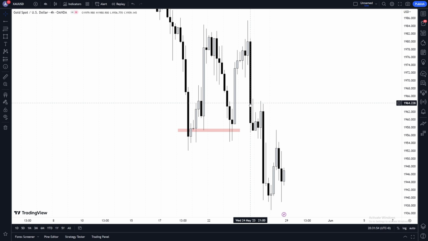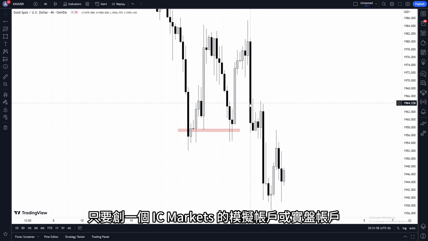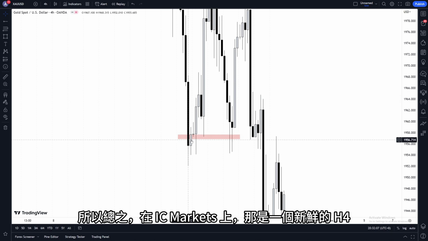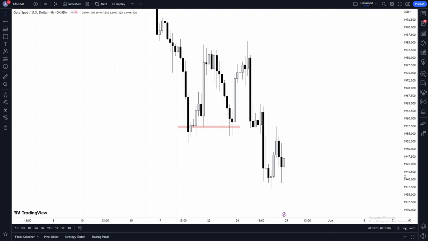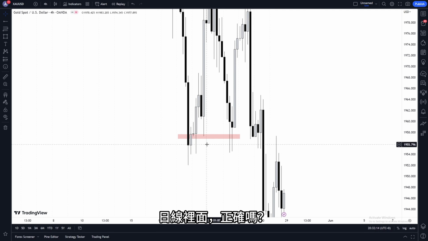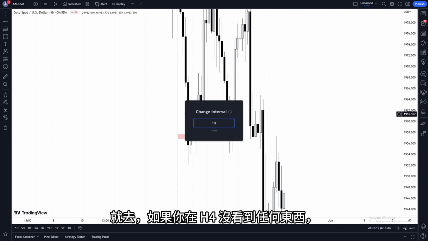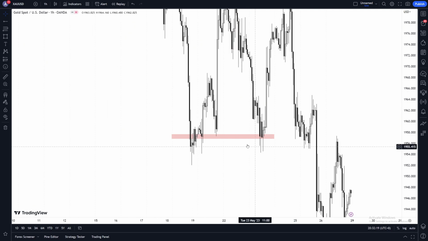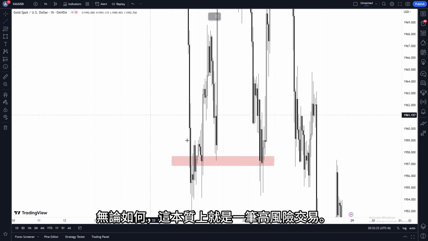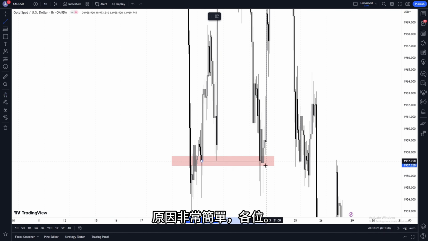Or you can do something like this. Let's say you're happy with your current broker, whatever it may be, no problem. Just create a demo account or a live account with IC Markets and use that chart to analyze your trades. Isn't that a smart idea? So anyway, on IC Markets, there was a fresh H4, and then I refined it to the H1. But when you don't see something on the H4, you already know you're inside the daily, correct? Just hit the H1. Anyway, you have to understand that you're taking a high risk trade. Regardless, this is inherently a high risk trade for a very simple reason, guys.